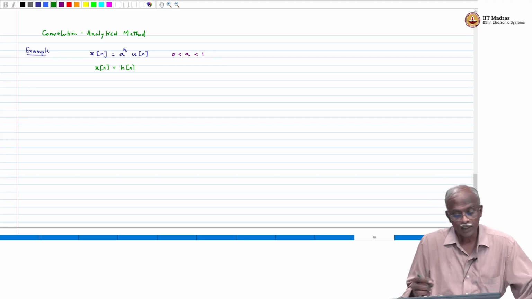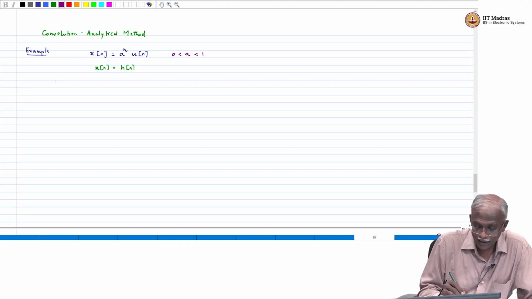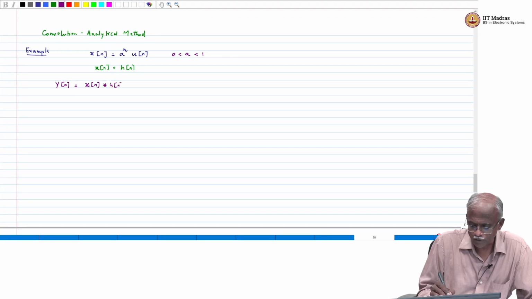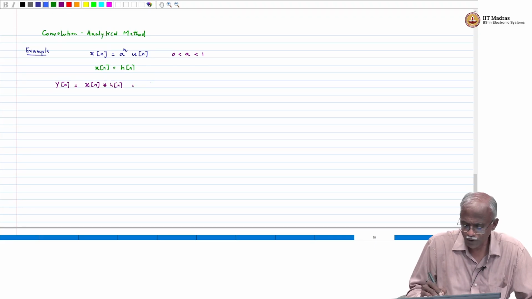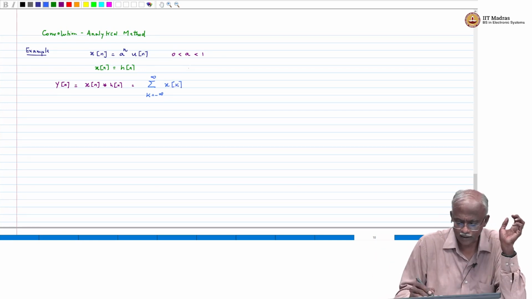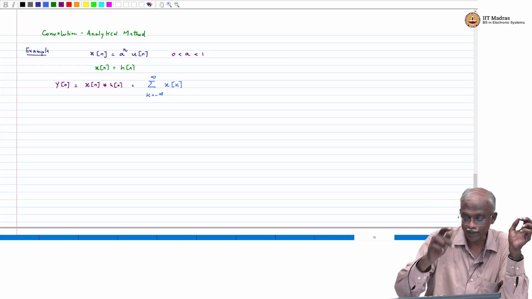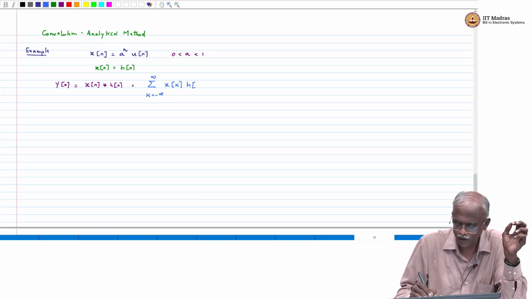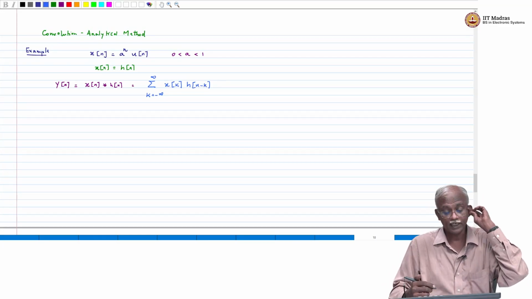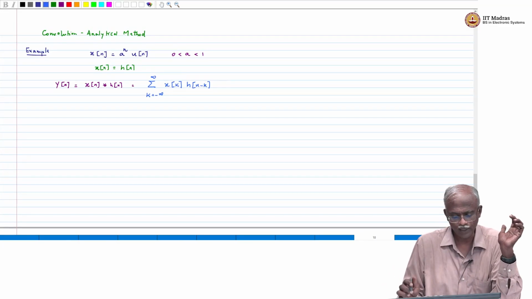Anyway, what we are interested in is y of n equal to x of n convolved with h of n. The formula for this is the summation over k from minus infinity to infinity of x of k, h of n minus k. Take the input, keep it as is, take the impulse response, time reverse it, h of n minus k, and then do a point by point summation. Okay, this is what we have.